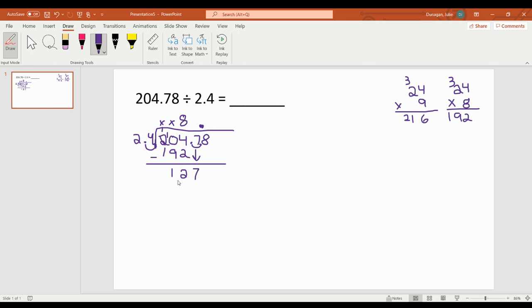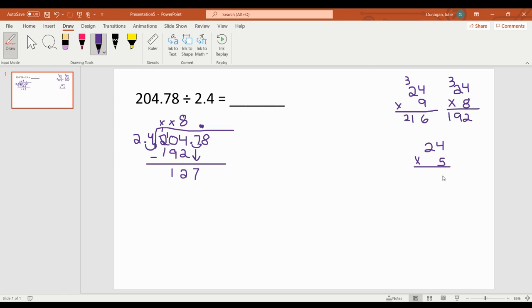Now we are looking at how many groups of 24 are in 127. Well, I'm going to try 5. I feel like 5 might be close. Okay, if I'm wrong, I'll just do some more multiplication, correct? Okay, so 24 times 5, right? Because I'm trying to see how many groups of 24 are in 127.